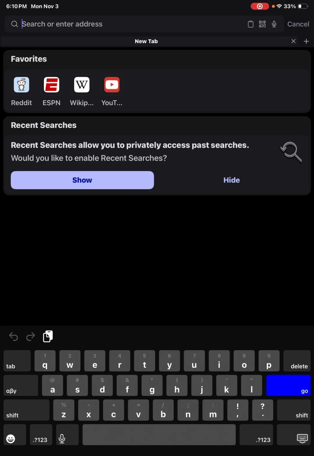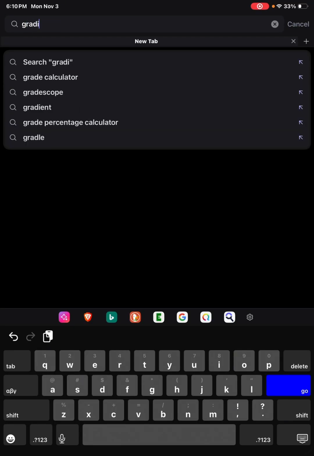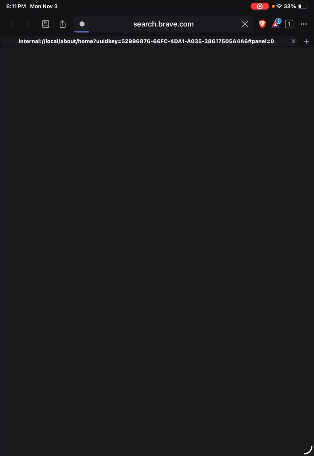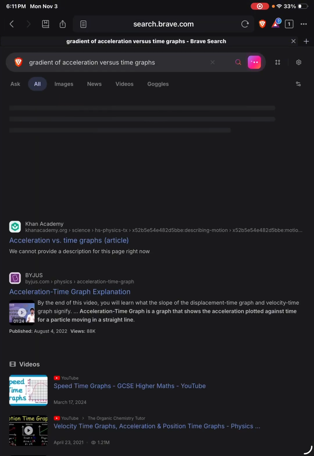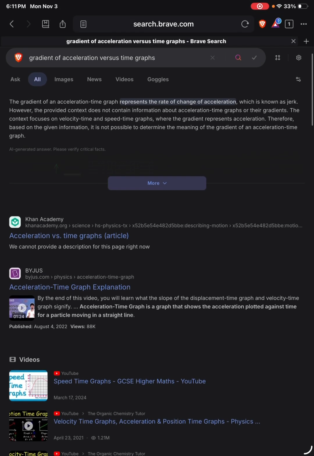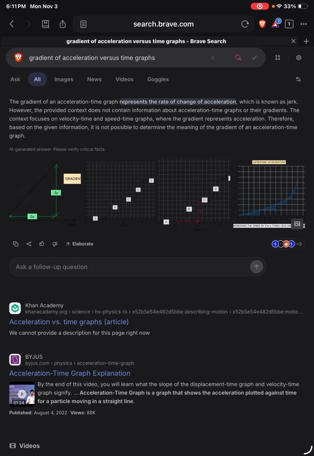So, gradient is what we are looking for. Gradient of acceleration versus time graphs. Let's see. So the gradient of an acceleration time graph represents the rate of change of acceleration, which is known as jerk. So I wasn't jerking. This is how it's called.